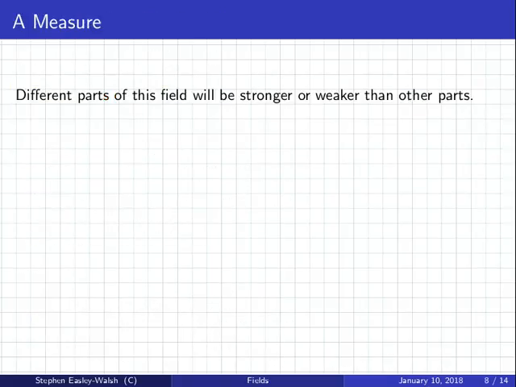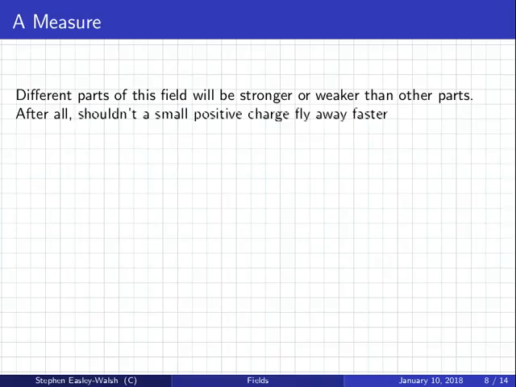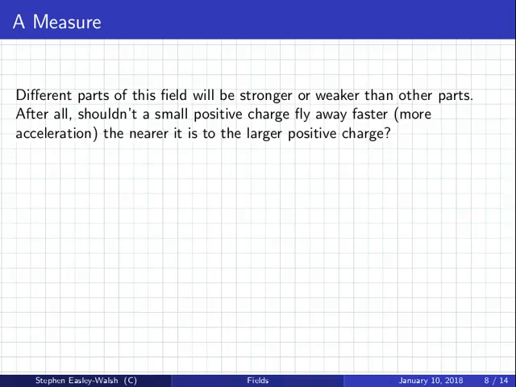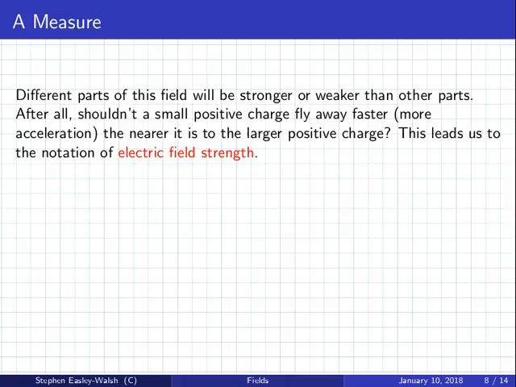So, different parts of the field will be stronger or weaker than other parts. After all, the small positive charge will fly away faster if it's nearer to another large positive charge. So we need to measure how strong the field is. If you look at the picture you drew earlier, where do you think the field will be the strongest? Probably right beside the charge. And the weakest? Far away from them.